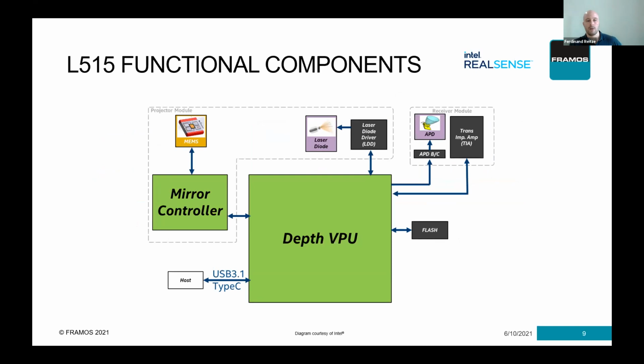Functional components in this block diagram, as mentioned, you have the VPU. In the projector module, you have a mirror controller that controls how the MEMS is oriented. You have the laser diode and a driver for that. The receiver is the APD, an analog converter, and a transimpedance amplifier for the signal gain. Also, you have flash storage and a USB interface. And again, the VPU does the correlation, the calculation, post-processing, and sending out the processed image to the host.